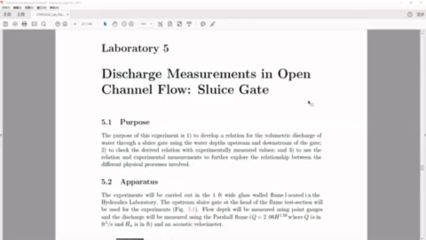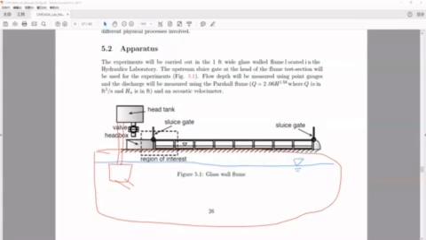I will briefly introduce the basic idea of this lab. Okay, here comes the apparatus. We're going to talk about the equipment we are going to use in this lab.